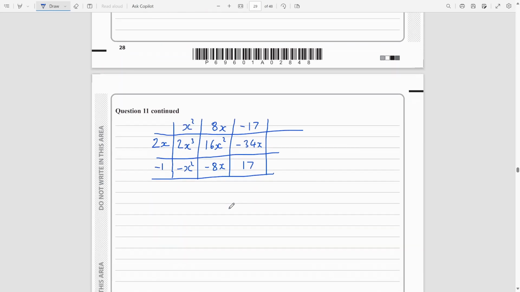So what that means is the cubic expression factorizes as 2x minus 1 times x squared plus 8x minus 17 equals 0. I'm not interested in that one, since that's the x equals a half solution that I already have. I'm interested in this one here.